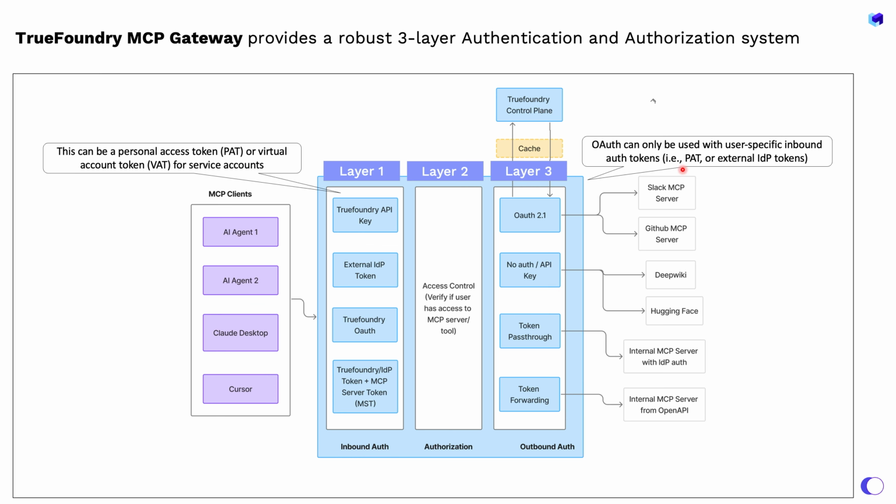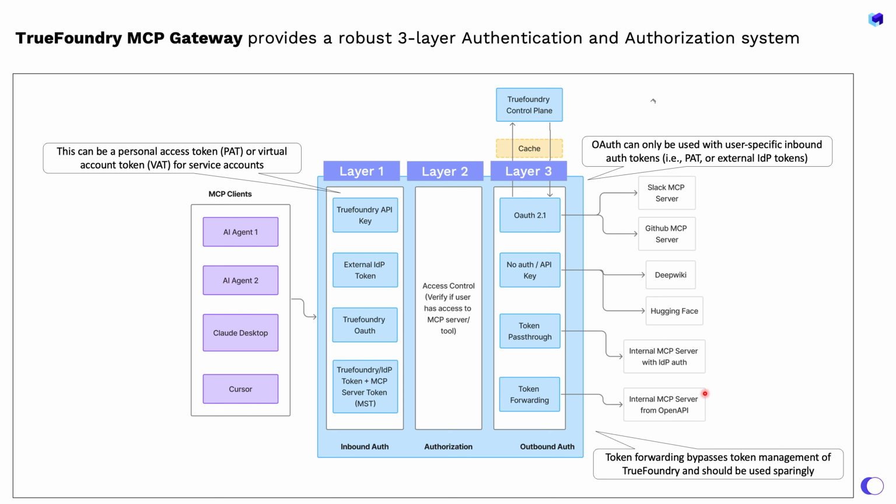The other point is OAuth can only be used with user-specific inbound auth tokens, which means that it can be used with, let's say, a user's personal access token, but it cannot be used along with a virtual account token for service accounts, because service accounts are not user-based. So OAuth is used basically for exposing a user's personal data. So it can be used with PAT or external IDP tokens, which are again identifying certain users.